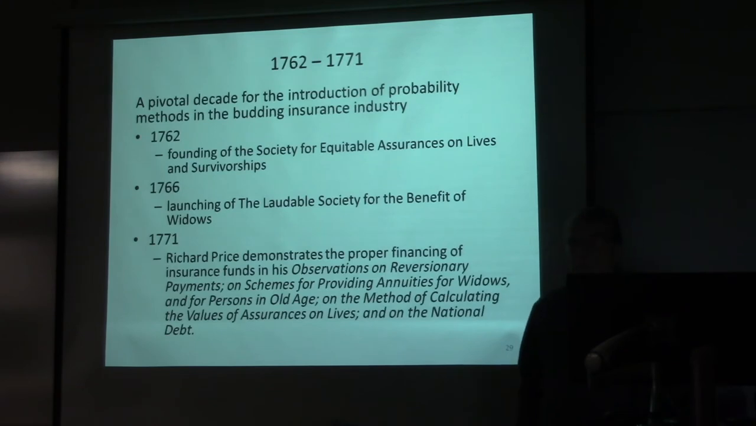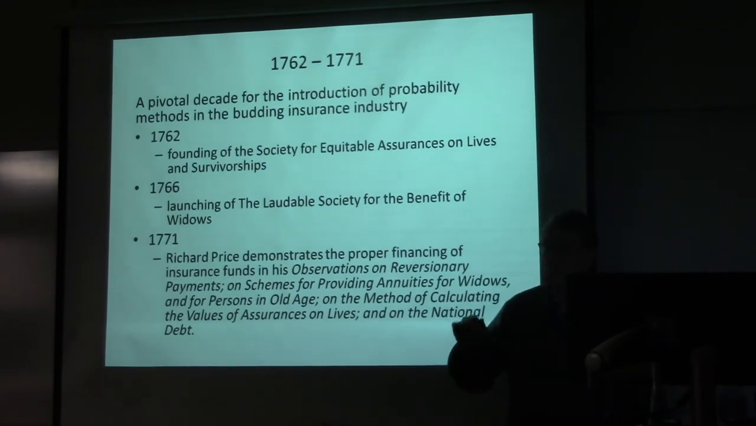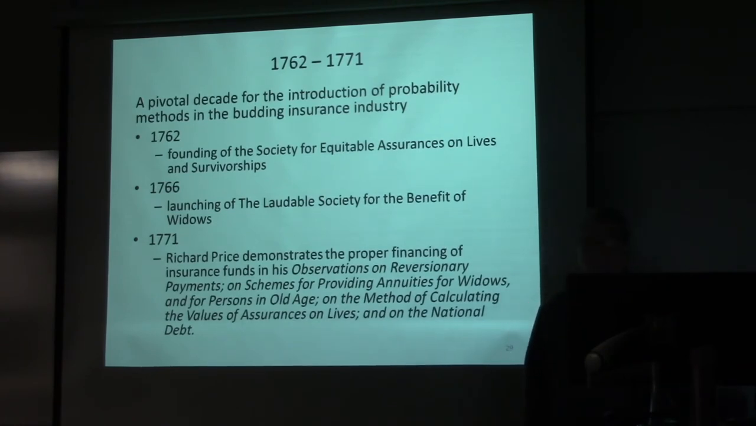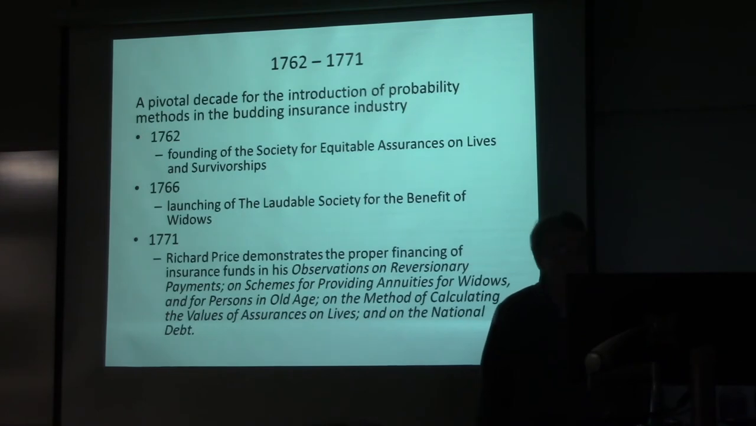The 1760s are a pivotal time for annuities in Britain and the role of actuarial science. In 1762, the Society for Equitable Assurances on Lives is set up. In 1766, there is an annuity society called the Laudable Society for the Benefit of Widows. And in 1771, Richard Price looks at the proper financing of these insurance funds in his Observations on Reversionary Payments.